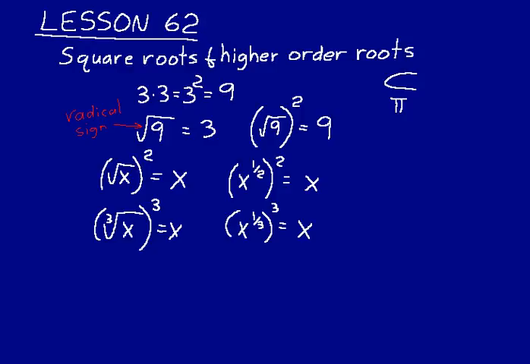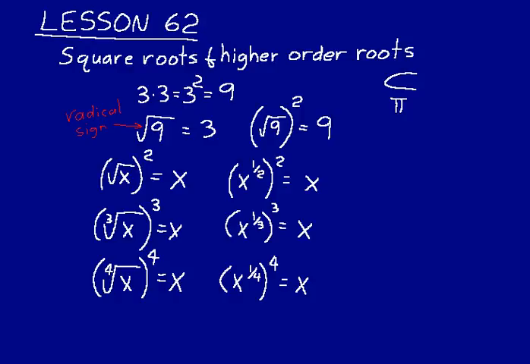And then let's do one more. Let's go to the 4th power. So the 4th root of x. You could raise that to the 4th power, and that equals x as well. And then you could rewrite it like this: x to the 1/4 power raised to the 4th power equals x. So that's what that radical sign means. It's like a power that's a fraction instead of a whole number.